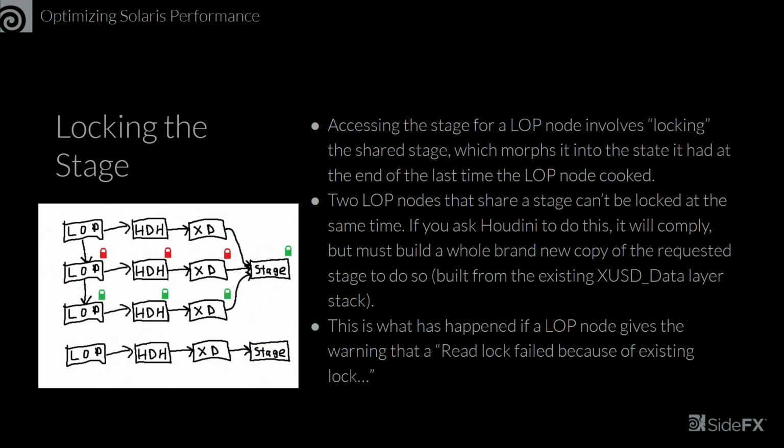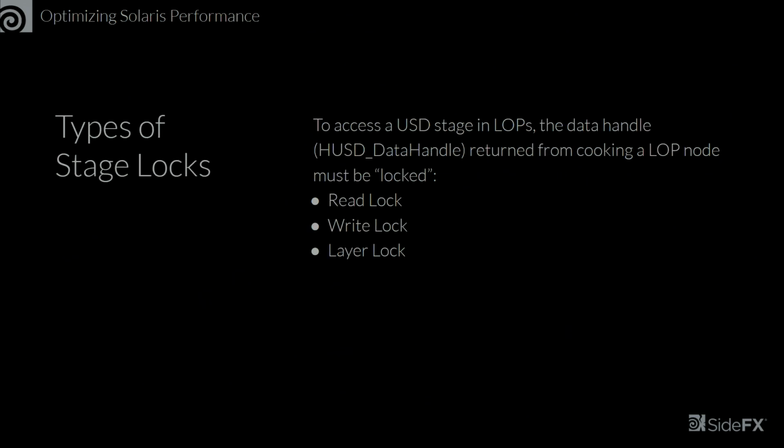And you've wasted a ton of time recomposing the whole stage, and a ton of memory making a second copy of the stage. So a large part of making sure that your lop nodes and your lop networks work quickly is don't ever do this. If you ever see a warning on your Python lop that says read lock failed because of existing lock, that's what's happened. It's made a new copy of the stage because you asked for it when you already held the lock to it. So don't do that.